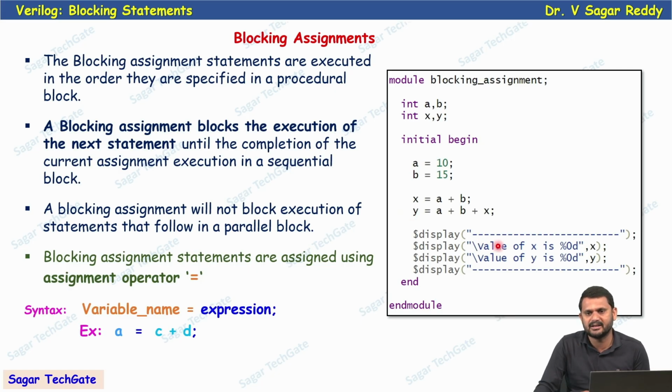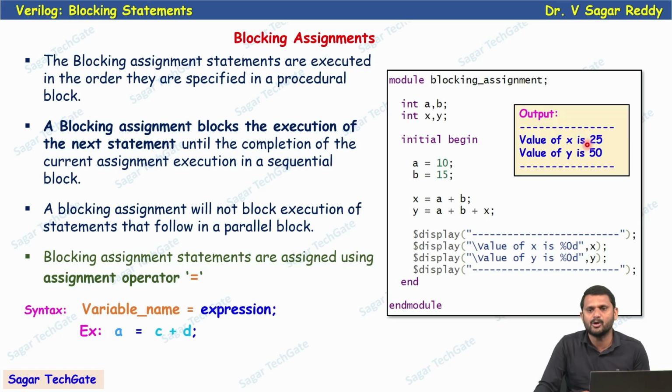Now I just want to display these x and y values, right? Now see, this is the output. The value of x is 25, then the value of y is 50. So here blocking assignment means it blocks the execution of the next statement until the completion of the current assignment execution. Now this statement blocks this statement until the completion of this statement. Completion means it evaluates this expression and assigns to this x also.